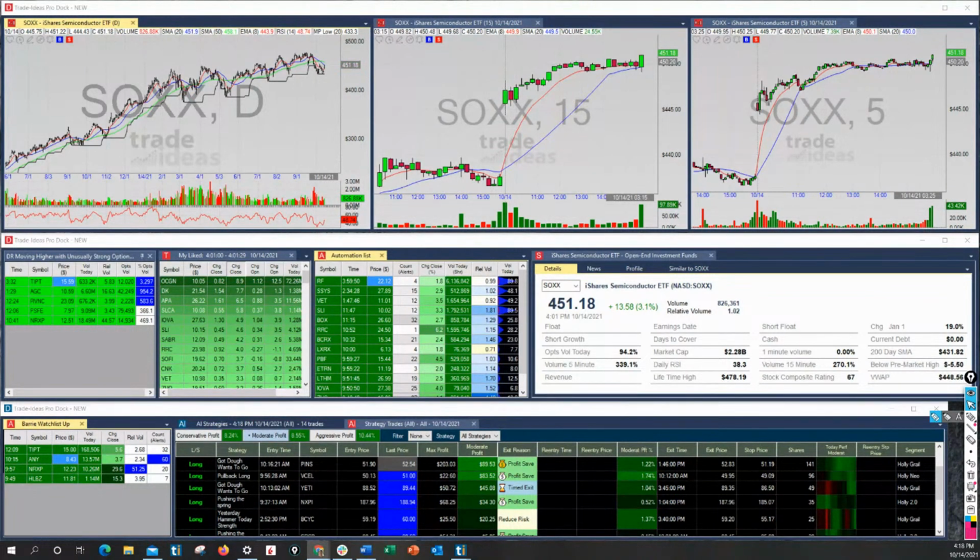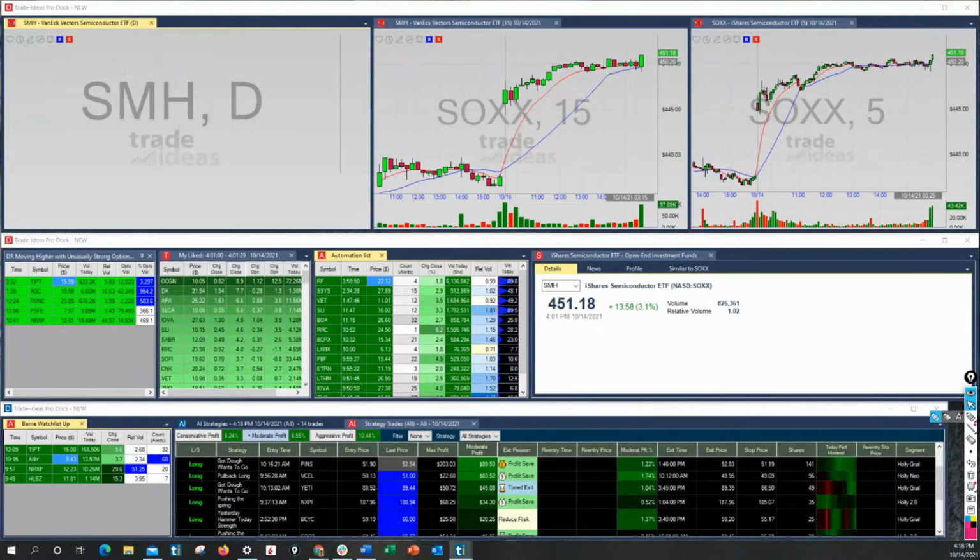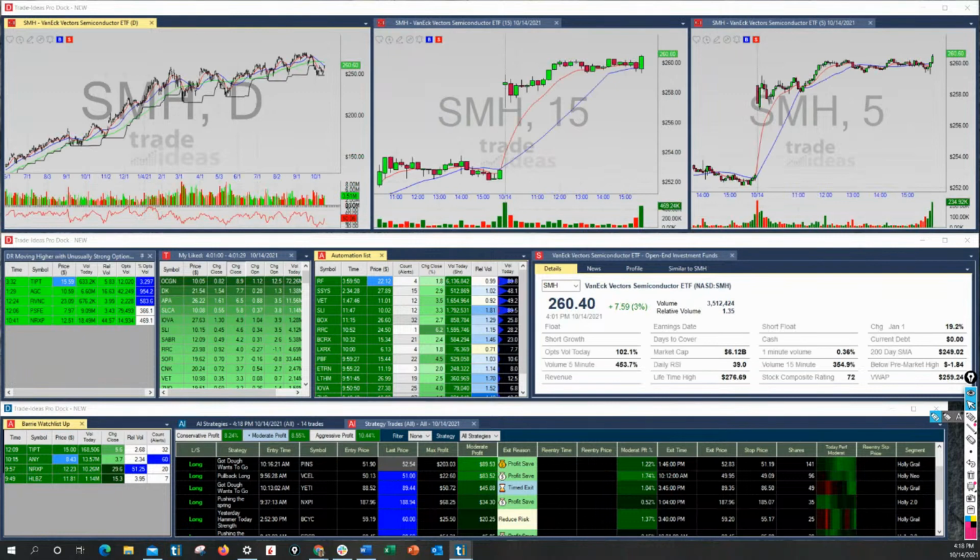That's one of your leaders today. Change from close percent on the sectors. SMH just a touch behind it. So SOX coming at 3.1 on a change from close. SMH coming at 3% change from close, and very, very mimicky of each other on those.